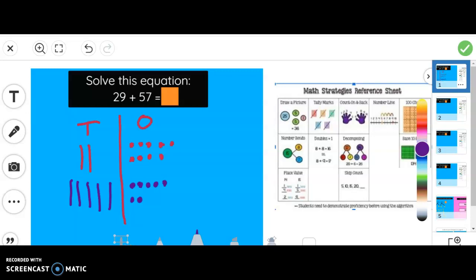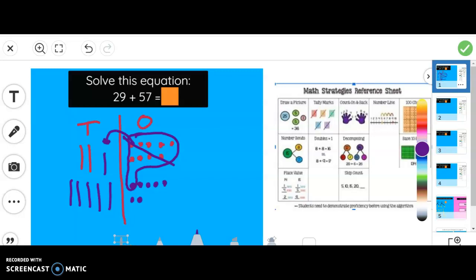Now I need to put these together. It's super important you always start with the ones because you might have to regroup. And I'm seeing here that I'm definitely going to have more than 10 because I know 9 is really close to 10. So I'm going to make a new group of 10. When I circle that group of 10, I'm going to cross it out and add it to the 10 side. I just traded it out for a bundle of 10.